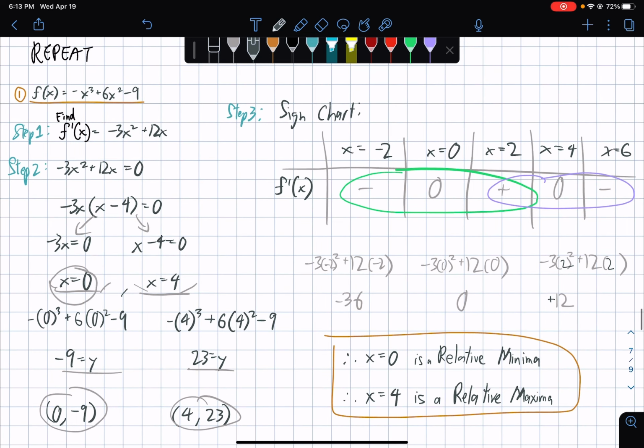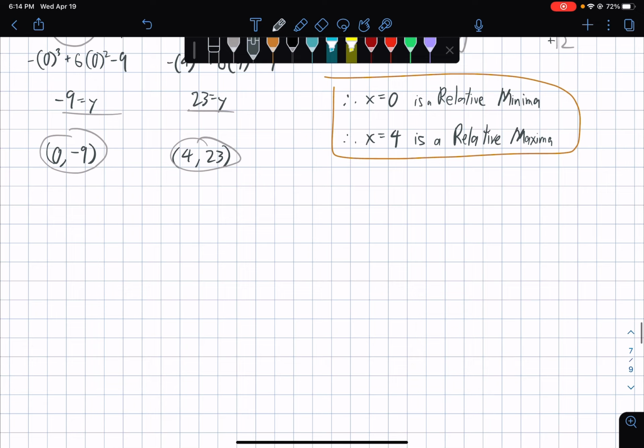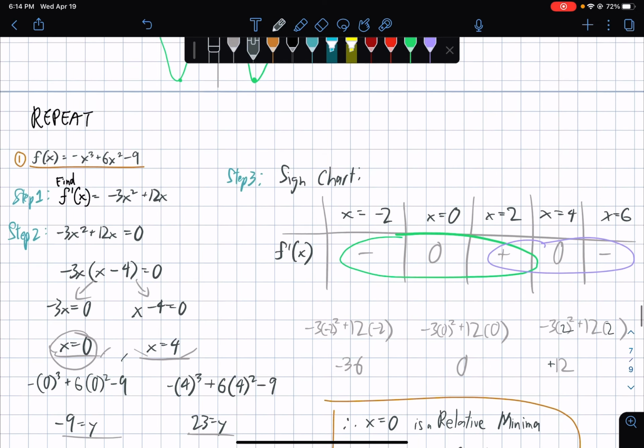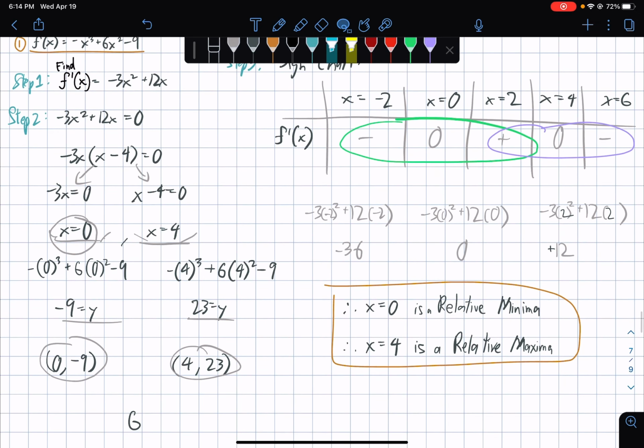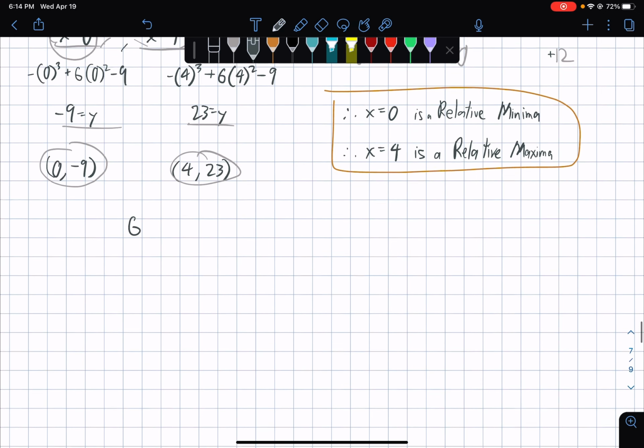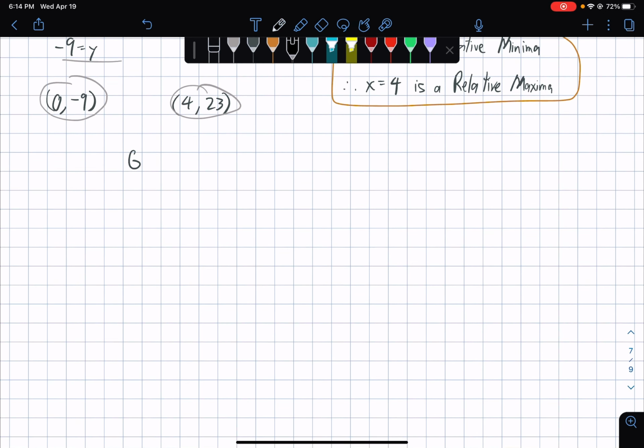Usually the test would already accept this. The teacher would already accept this kind of solution, but if you're required to graph it, then we already have the maxima, the minima and the maxima. The test points, the critical points. So graph is as follows.